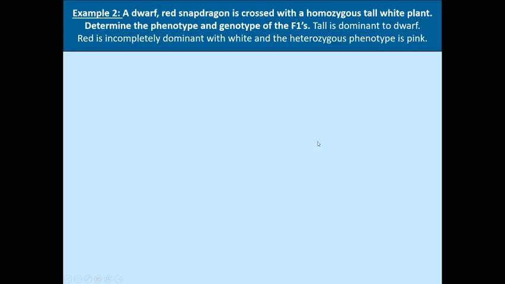Let's look at example 2. A dwarf red snapdragon is crossed with a homozygous tall white plant. Determine the phenotype and genotype of the F1s.